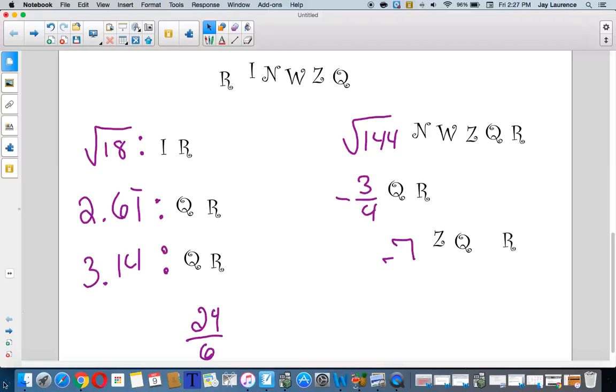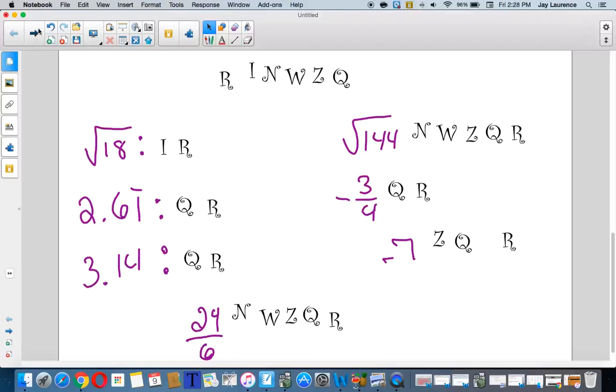Okay, finally I have 24/6. Well, I like to simplify fractions as much as possible. 24/6 is a natural number. It's a whole number. It's an integer number. Yes, it is. It's a rational number. And finally, it's a real number because 24/6 is the same as 4.